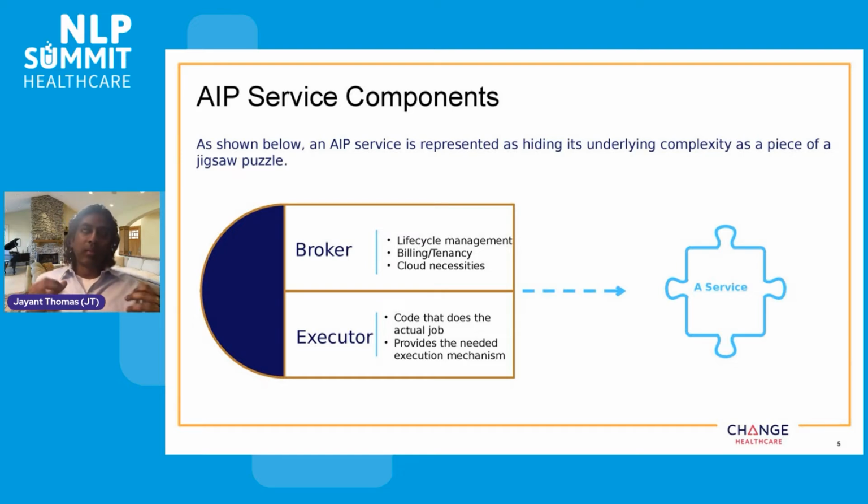Then you have the executor. The executor is the key ingredient, which is the code that does the actual job and provides the needed mechanism to execute. For example, in an OCR service, the OCR engine is the executor. In the example I gave you, it's calling an external OCR engine, but it makes it scalable. There are a lot of limitations in calling the OCR APIs, so this provides additional enhancements where you can scale those OCR APIs as well, and that's what we call it as a service.